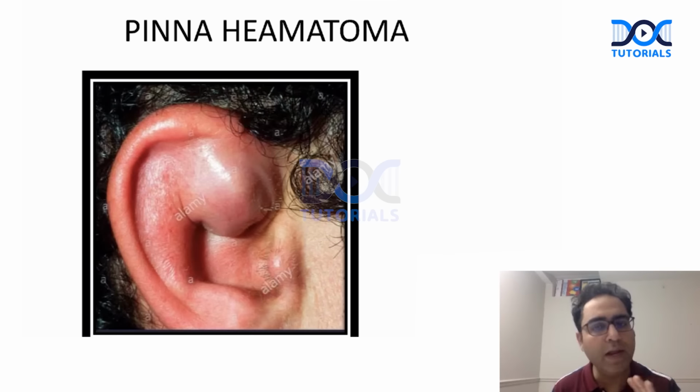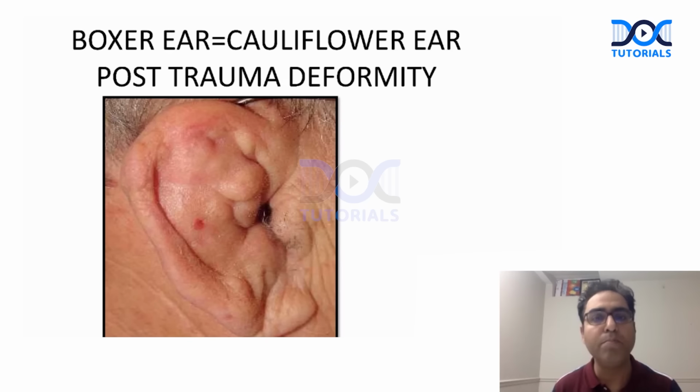Now, pinna hematoma. Trauma may be there, some injury happened, hematoma. Guys, please drain it or aspirate it immediately. Pinna hematoma should be aspirated or drained immediately because it can lead to necrosis of the underlying cartilage. If you don't drain it, it can lead to necrosis of underlying cartilage, and that can lead to a pinna deformity called boxer ear or cauliflower ear, which is a post-trauma pinna deformity. So boxer ear or cauliflower ear is a sequela of pinna hematoma.